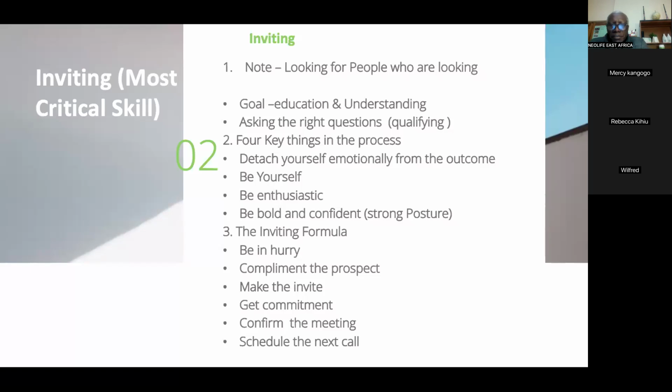And then the inviting formula. How do you invite people professionally? Number one, be in a hurry. Number two, compliment the prospect. Three, make the invite. Four, get commitment. Five, confirm the meeting. Six, schedule the next call. Let me just go through this step by step, how to do it.